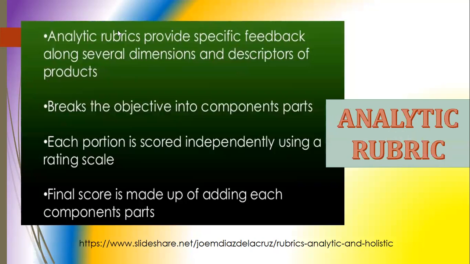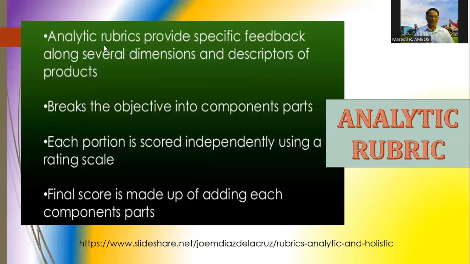Okay, let's discuss more about the analytic rubric. When we say analytic rubrics, they provide specific feedback along several dimensions and descriptors of the product. It breaks the objective into component parts, and each portion is scored independently using a rating scale. The final score is made up of adding each component part.